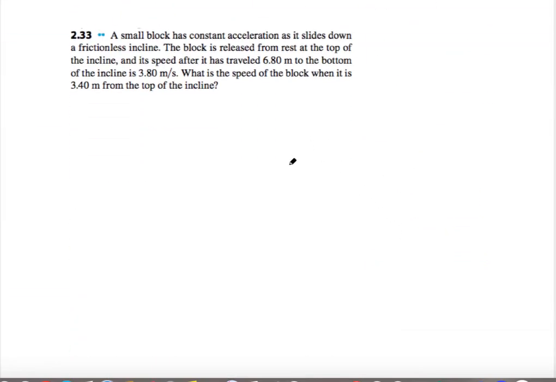Question 2.33 says a small block has a constant acceleration as it slides down an incline. So this will be the first of many blocks that we draw on an incline. The block is released from rest at the top of the incline, and its speed after it has traveled 6.8 meters to the bottom is given. What is the speed when it is a certain other distance from the top of the incline? So this is an interesting question.